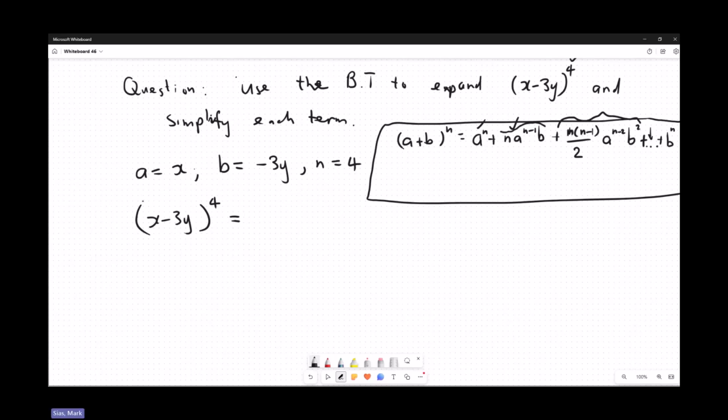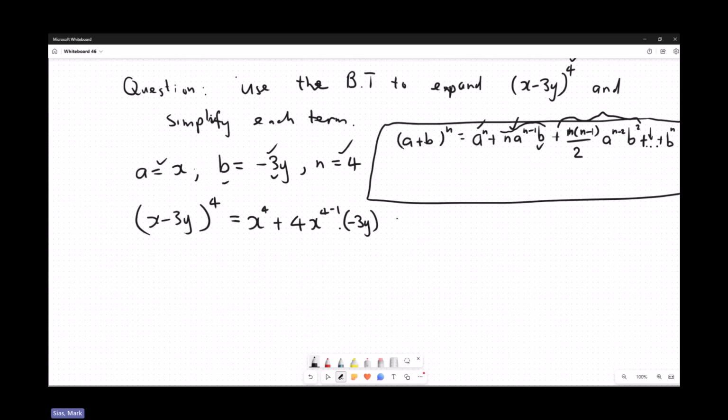So let's see. We have identified A, we have identified B, we have identified N, and we know the number of terms should be 5. So I'll do it up to 3 terms. So we've got X. N is equal to 4, so I've got X to the 4. And my A is X, N is 4, and the exponent is N minus 1, so it's 4 minus 1. And B is equal to negative 3y. There's my B, negative 3y.